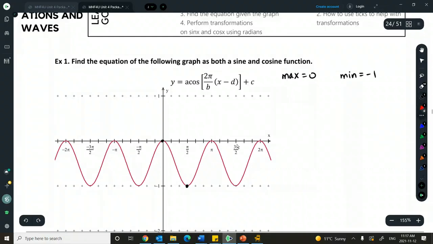What would you guys do next? Carol? Okay, how would you do that? Great. So we're going to calculate max minus min over 2 to find the a value, which is also the amplitude. 0 minus -1, that becomes +1. And that should give us a half for a. What next?